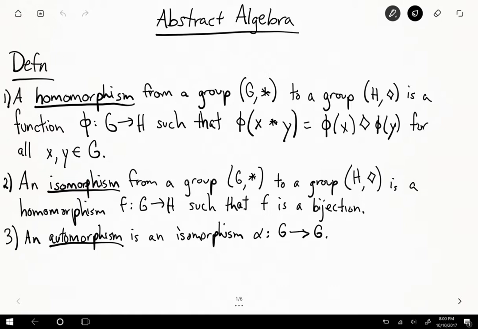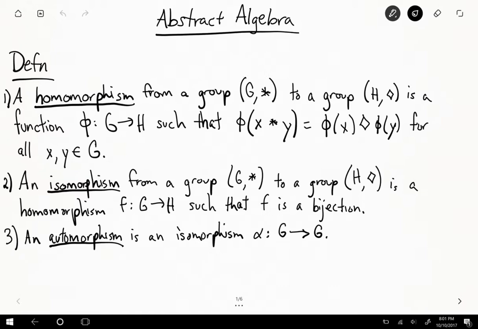Hi there. We're going to start talking about homomorphisms, isomorphisms, and automorphisms. So just a little refresher here. A homomorphism from a group G, and we'll have the operation be this asterisk, to a group H where we have diamond as its operation, is just a function phi from G to H such that phi of x asterisk y equals phi of x diamond phi of y. Notice the x star y we're talking in G, but the phi of x diamond phi of y we're talking in H, our elements. So this should happen for all x, y in G.